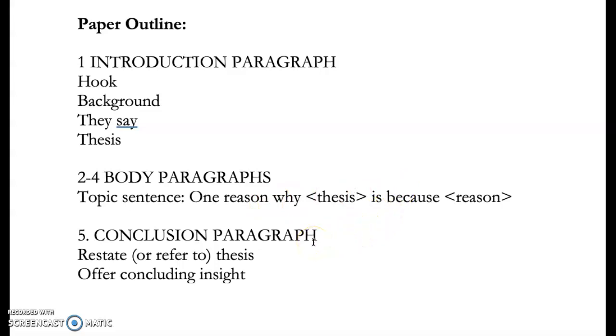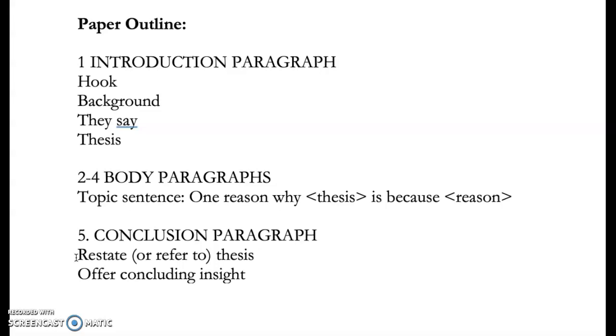The conclusion paragraph, for now, you can start by restating or referring to your thesis. So you might say, in conclusion, comma, and then state your thesis again, and then you'll offer a concluding insight, and we can talk about that more later. Then you can start writing your body paragraphs because you know what your argument is, you know your reasons for your argument, and you know that you're going to restate your argument at the first sentence of the conclusion paragraph. Then we're going to think about how to write the rest of your intro and the rest of your conclusion.